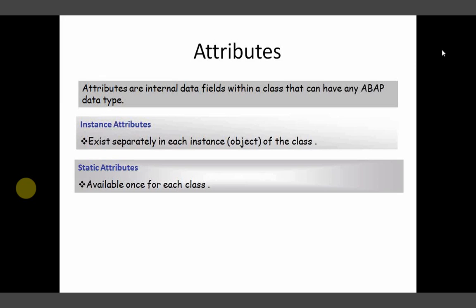See, the difference between instance attributes and static attributes is that an instance attribute exists separately in each instance. If I have instantiated 10 objects, instance attributes are available as 10 attributes. So for each instance, the attribute is determined and stored in memory.